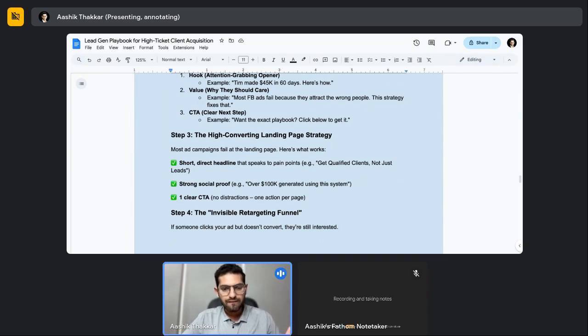Generate revenues, not just get leads. You see? So you have to be precise, you have to be focused on what problem you are solving for clients. Second is strong social proof.